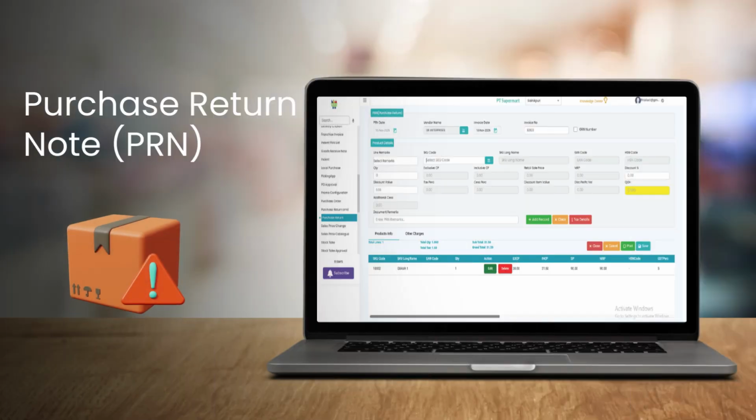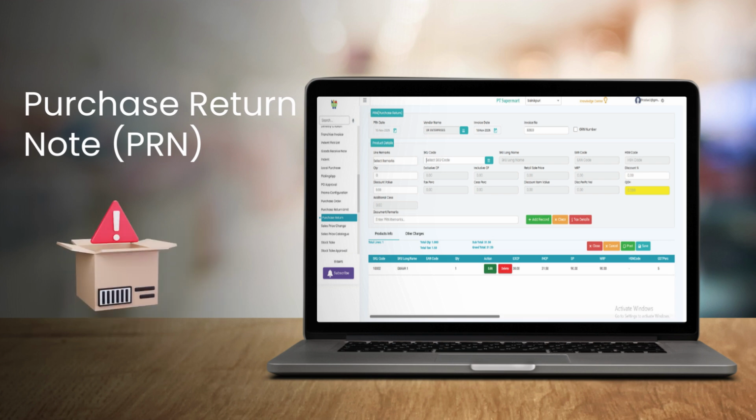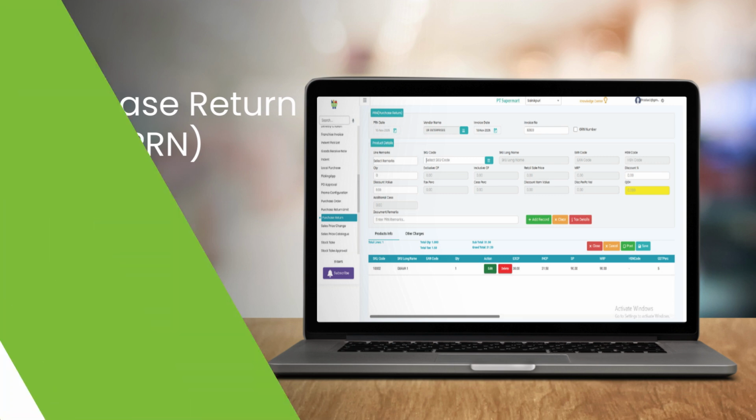When goods are faulty, excess, or incorrect, a purchase return note is issued. It sends items back to the supplier. It corrects stock levels and helps adjust financial entries.